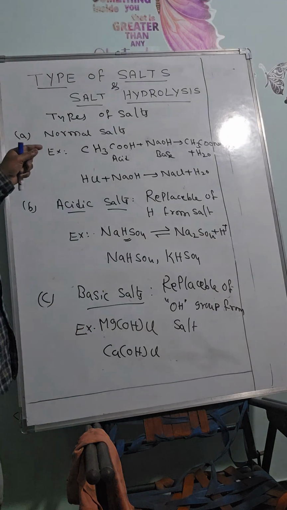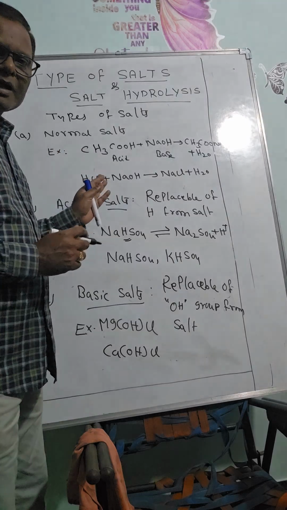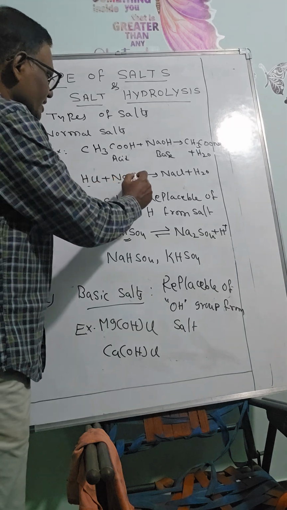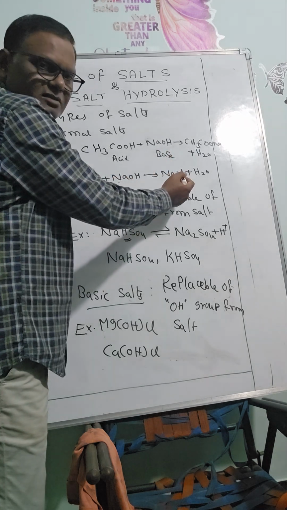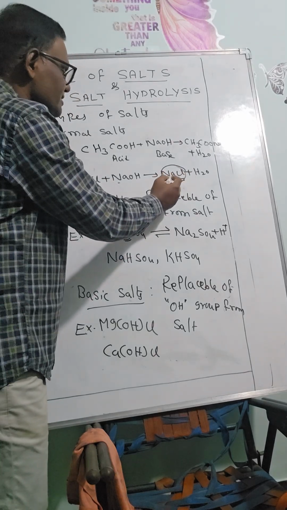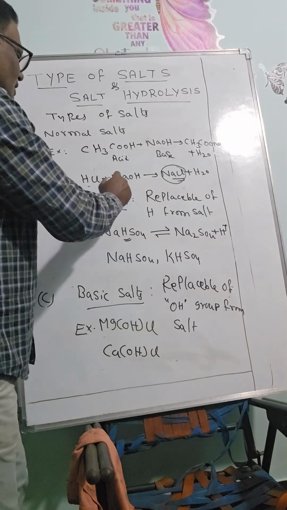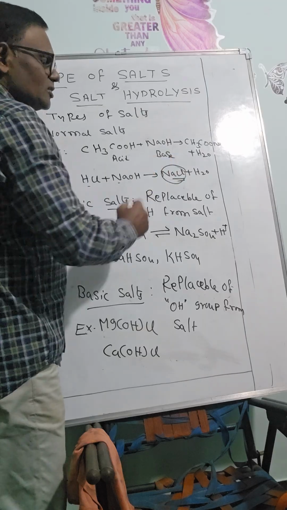So what are they? One is called normal salts. Normal salt is obtained by acid plus base combining. Here HCl and NaOH combine to give NaCl. Are there any replaceable hydrogens in this salt? Any replaceable hydroxyl groups? No. That's why hydrolysis takes place here completely. It reacts completely, and it is a neutral salt.